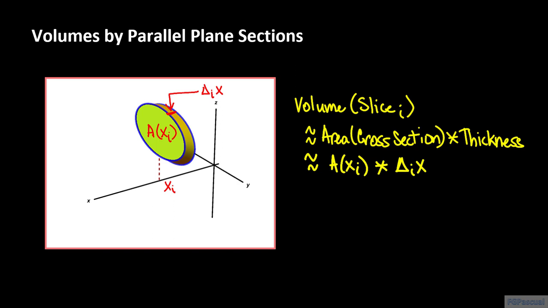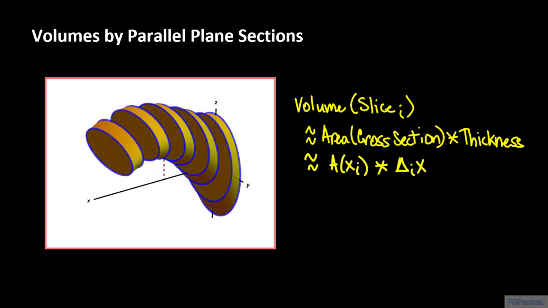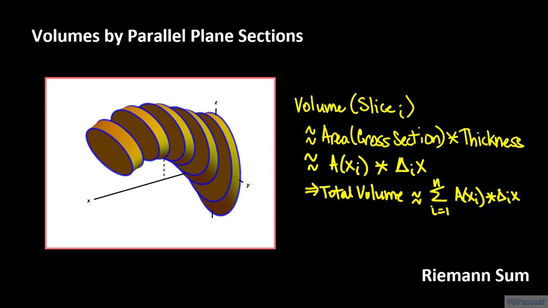Now the entire solid is made up of many slices. Suppose that we have a total of n slices making up the entire solid. So we add up all the approximate volumes of the n slices. Then the volume of the solid is approximately equal to the sum from i equals 1 to n of the cross-sectional area A of x sub i of the ith slice times the thickness delta sub i x. Now this summation might be familiar. It is what we call a Riemann sum.